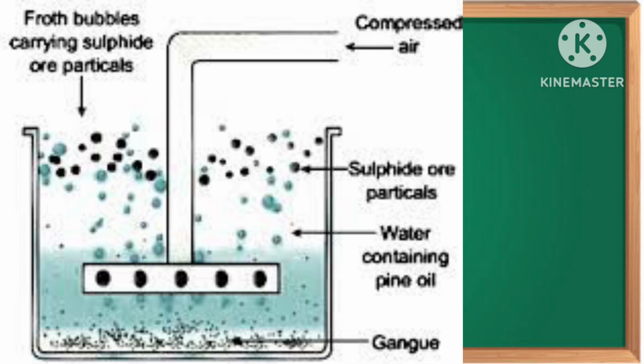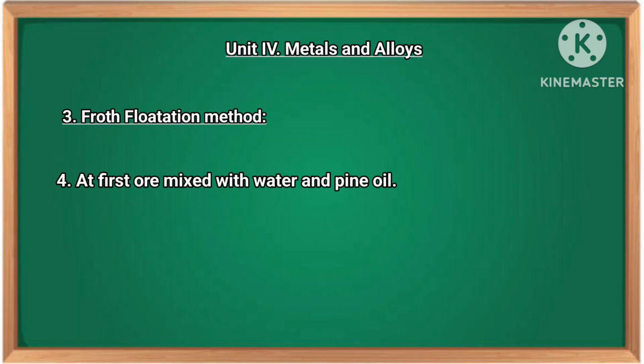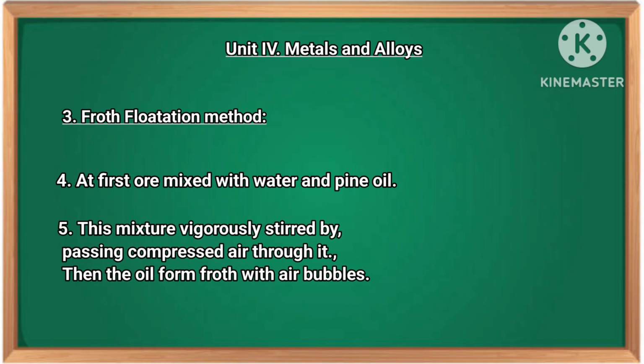Let us learn from this diagram what happens in the Froth flotation method one by one. In this method, at first we take an ore and it is mixed with water and pine oil. After that, this mixture is vigorously stirred while passing compressed air into it. After that, froth is formed from the oil, and air bubbles are also observed.